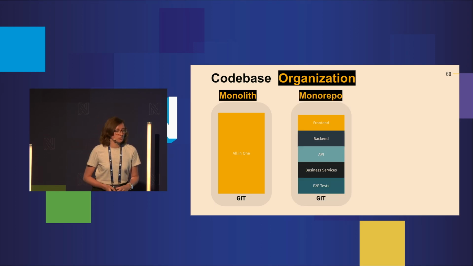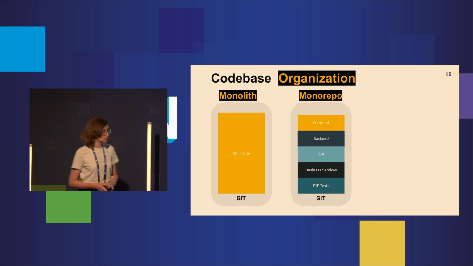Then the second one is a monorepo. That's what I work on currently. So you have one repository that has the backend, that has the front end. It also has the business logic in a separate package. It has the E2E testing. It has basically all of the things that you need to run your application.